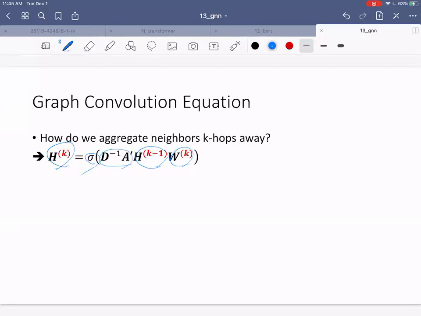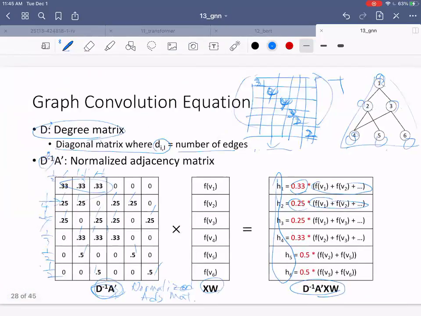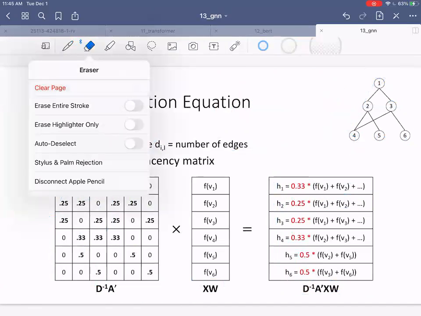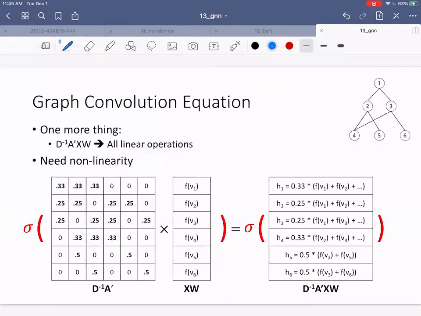And if you have multi-type edges, for example, like the edge type here and edge type here are different, then you probably need another matrix here, because the first matrix will represent a certain edge type.